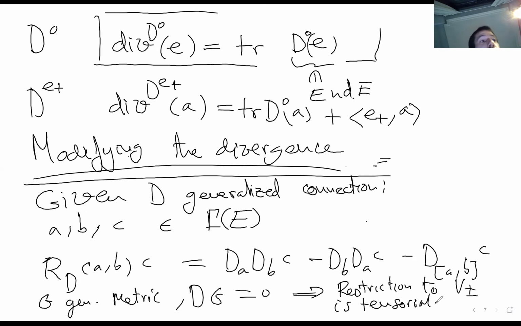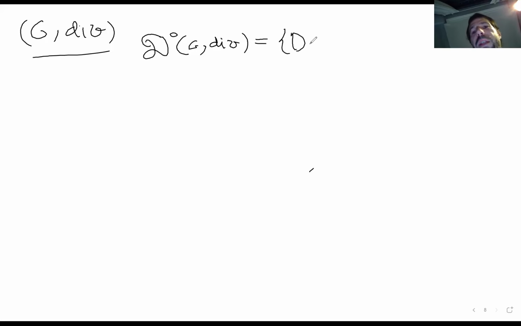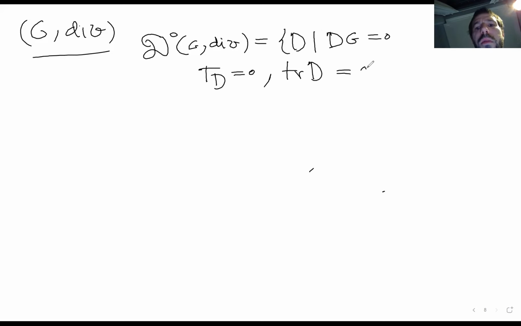And I'm going to use this to define the generalized Ricci tensor. And all of a sudden, things are going to become very, very explicit. So I define, given G and D, a generalized metric and a divergence operator, I fix this. I consider D0 G div as the space of generalized connections which are G compatible, which are torsion free, and furthermore have fixed divergence equal to div.